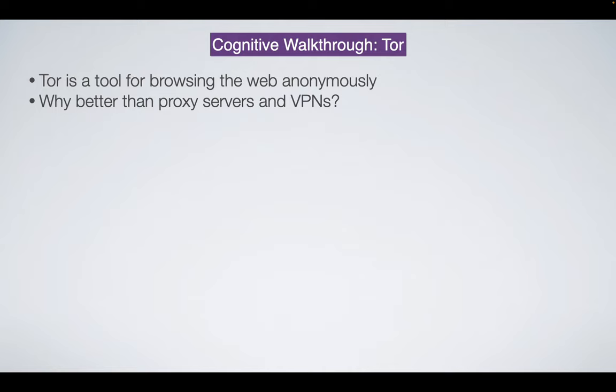Tor is not the only way to hide your IP address. So other common ways are proxy servers, VPNs are kind of the same thing.